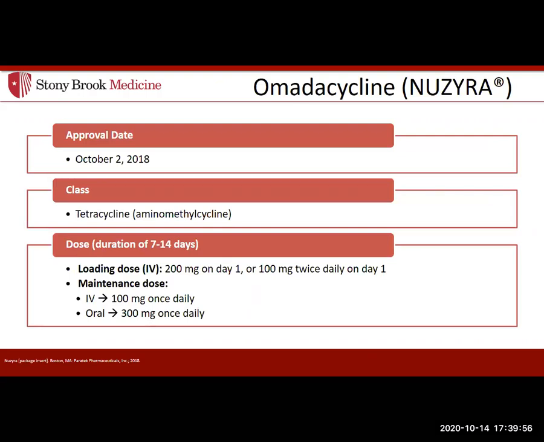So our next drug is omadacycline, or Nuzyra, and it is a newer tetracycline approved for CAP that works by a similar mechanism of action seen in the tetracycline class. It is important to note that the treatment duration for this medication is actually 7 to 14 days in CAP. And this differs from the minimum of 5 days of treatment that I mentioned earlier that was recommended in the guidelines. Also, I just wanted to point out that like lefamulin, omadacycline is available in both an IV and an oral form.